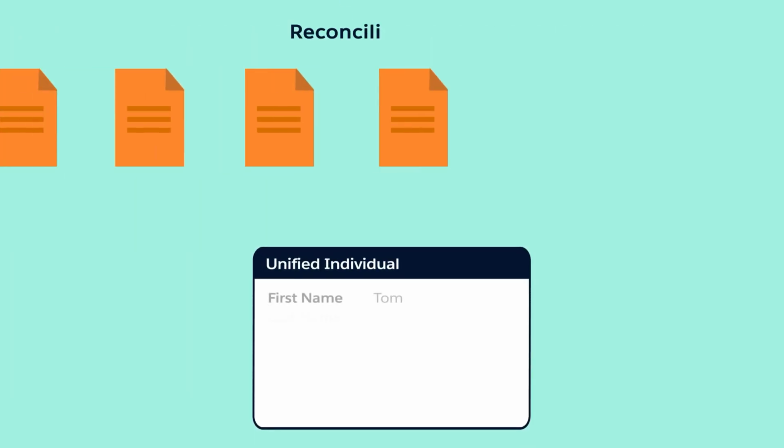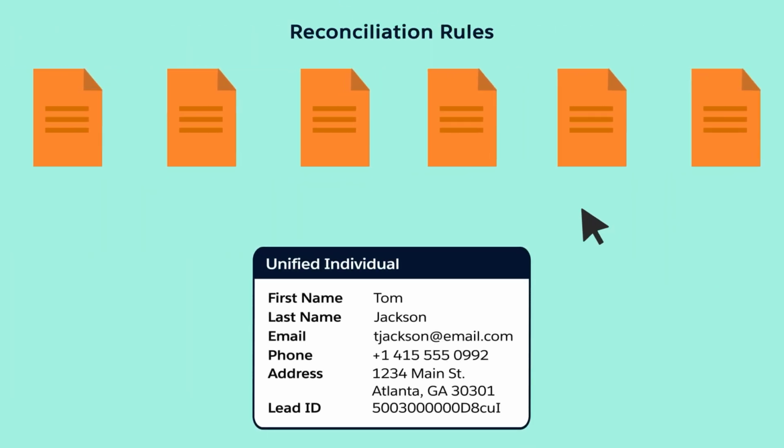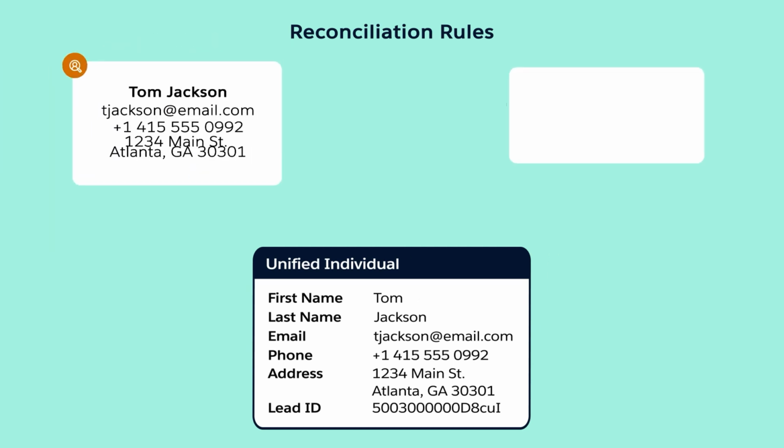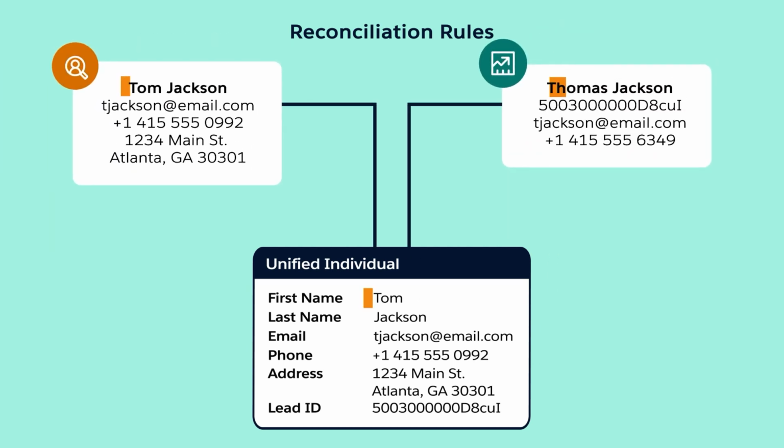In addition to match rules, which determine what data to review, reconciliation rules are configured to decide what data source to select for your unified profile. Looking back at Tom's profile as a reference, what data source should his first name come from? Which should Customer Data Platform choose? Reconciliation rules help with that selection.